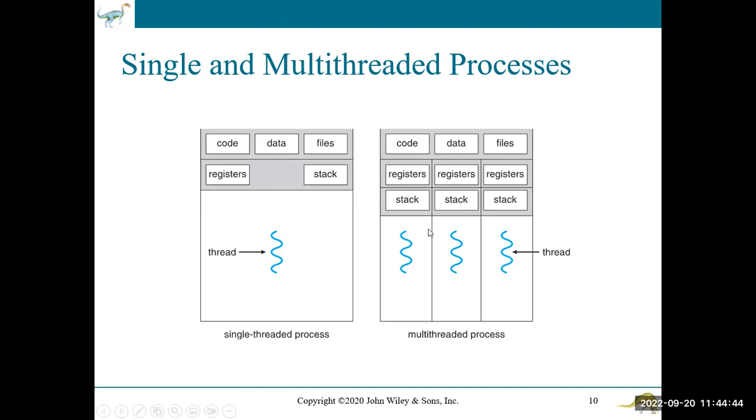In any case, I want you to understand that we're sharing code, data, and files between the threads of a multi-threaded process, but each of the threads has its own dedicated registers and stack. Does everybody understand what we're saying here? For a single-threaded process, all of this is reserved for a single thread. But in a multi-threaded process, code, data, and files are shared, but registers and stacks are provisioned for each of the threads separately. Everybody got that?